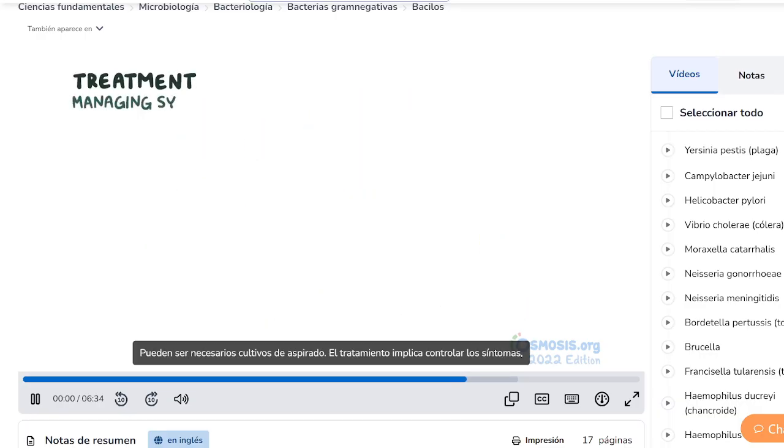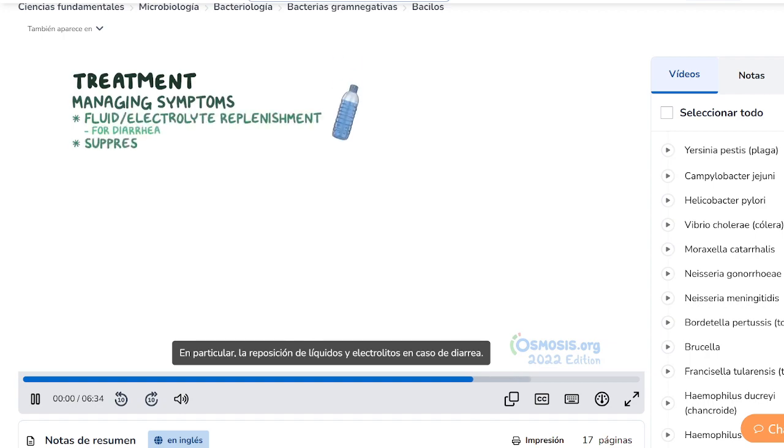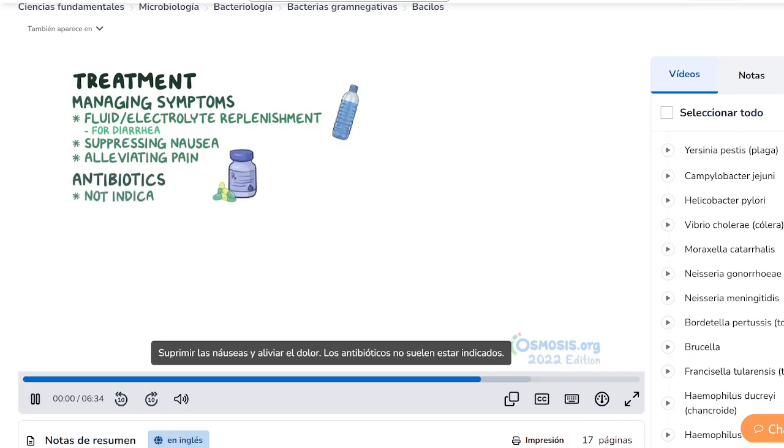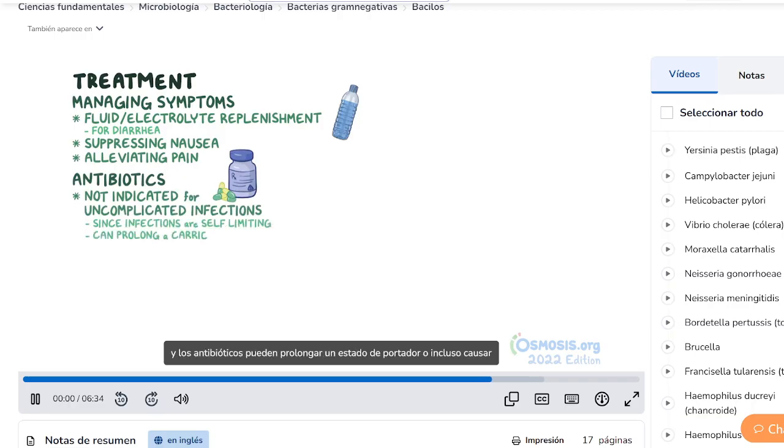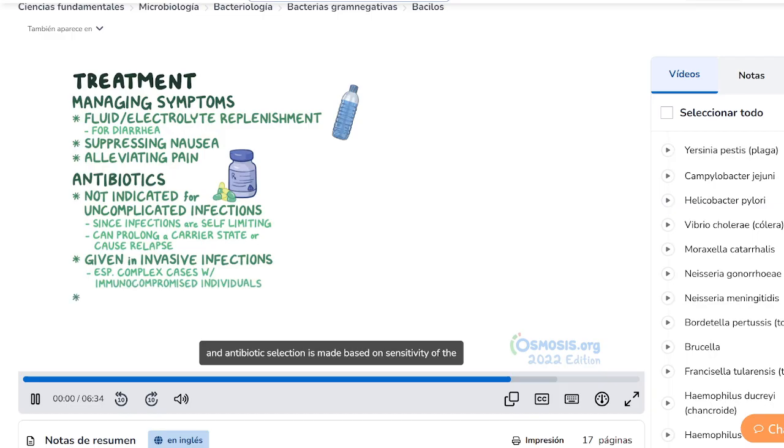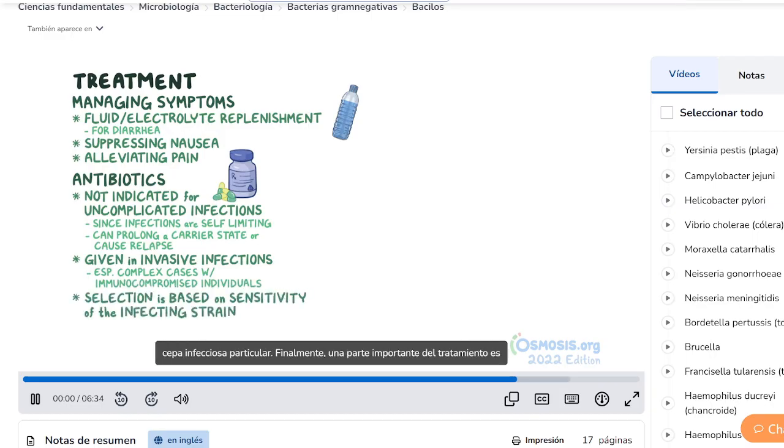Treatment involves managing symptoms, particularly fluid and electrolyte replenishment for diarrhea, suppressing nausea, and alleviating pain. Antibiotics are typically not indicated for uncomplicated infections, since infections tend to be self-limiting, and antibiotics can prolong a carrier state or even cause relapse. However, antibiotics are usually given in invasive infections, especially in complicated cases, like in immunocompromised individuals, and antibiotic selection is made based on sensitivity of the particular infecting strain.